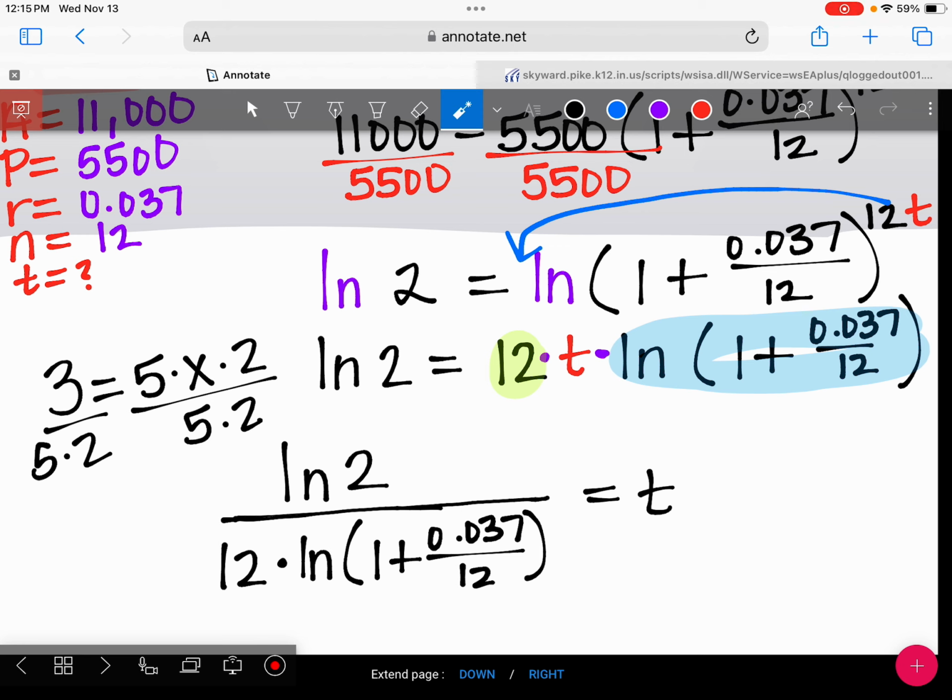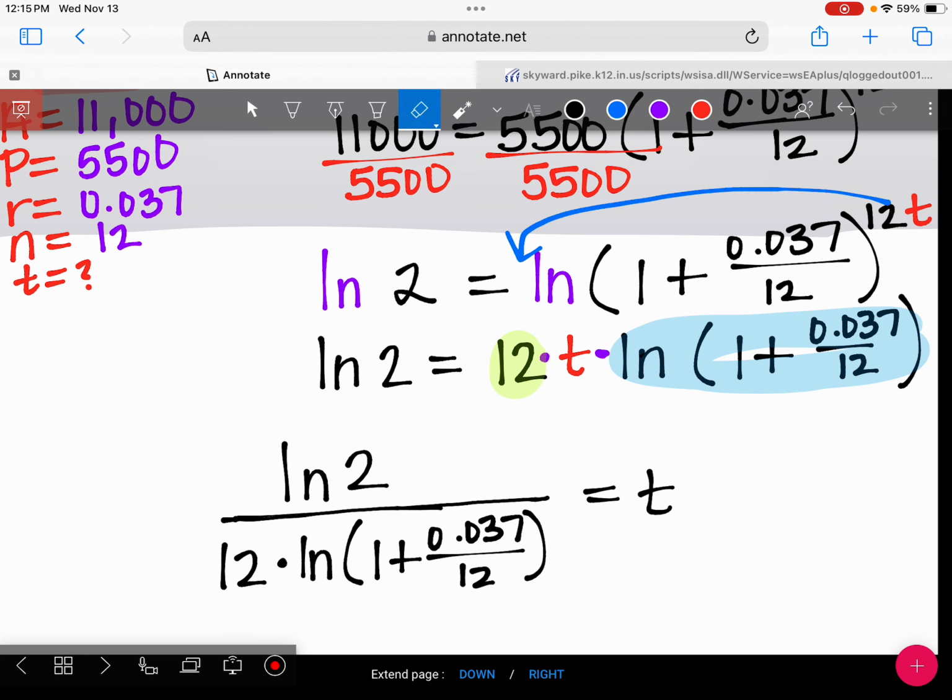Yeah, 12 is being multiplied. I mean, t is being multiplied by 12 and by the natural log of that big number. So in my opinion, this is the only one that's kind of difficult to do on the test. But the calculator, if you type it in correctly, I did. I got 18.8 years. Is that what you all got? Yeah. All right, type it in again.